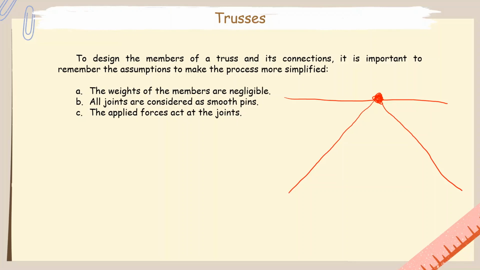Again, first, the weights of the members are negligible. Next, all joints are considered as smooth pins. And lastly, the forces are applied at the joints.